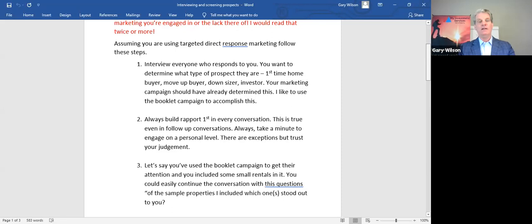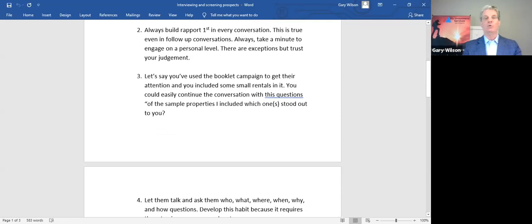Now, right out of the gate, you always want to build rapport. Every conversation, always build rapport. Even if it's a follow-up conversation, you still want to rebuild rapport. Like if it's been a week or two since you've spoken to them: hey, how'd your son do in his t-ball game? Did your daughter like the new puppy you bought her? You just rebuild rapport. I can't emphasize this enough.